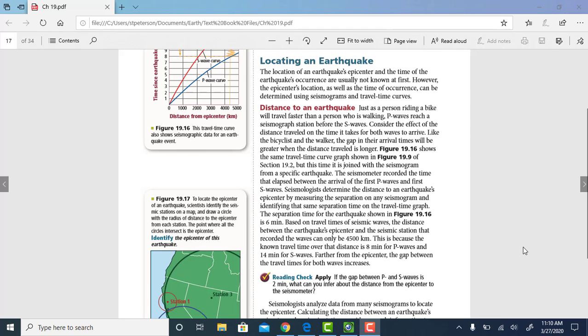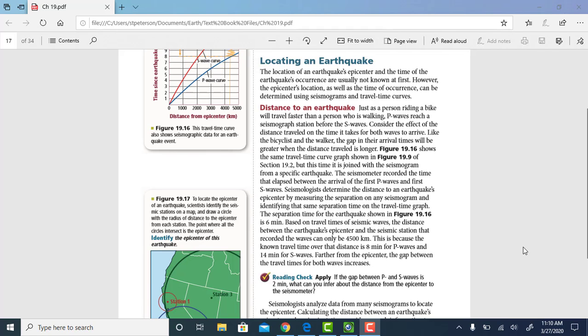The location of an earthquake's epicenter and the time of the earthquake's occurrence are usually not known at first. However, the epicenter's location, as well as the time of occurrence, can be determined using seismograms and travel time curves. Distance to an earthquake. Just as a person riding a bike will travel faster than a person who is walking, P waves reach a seismograph station before the S waves. Consider the effect of the distance traveled on the time it takes for both waves to arrive.